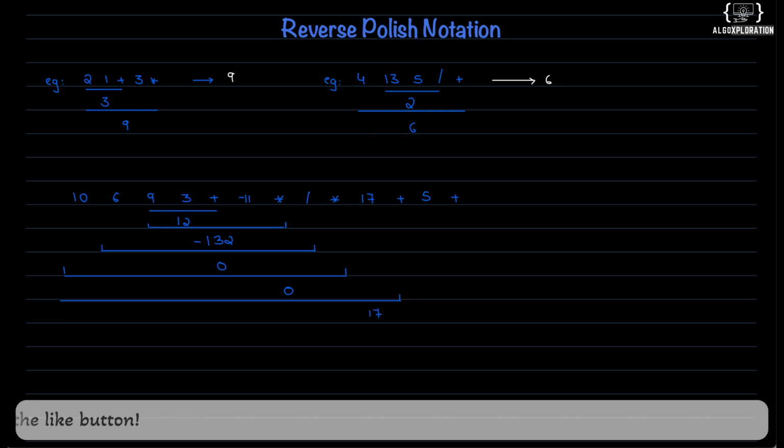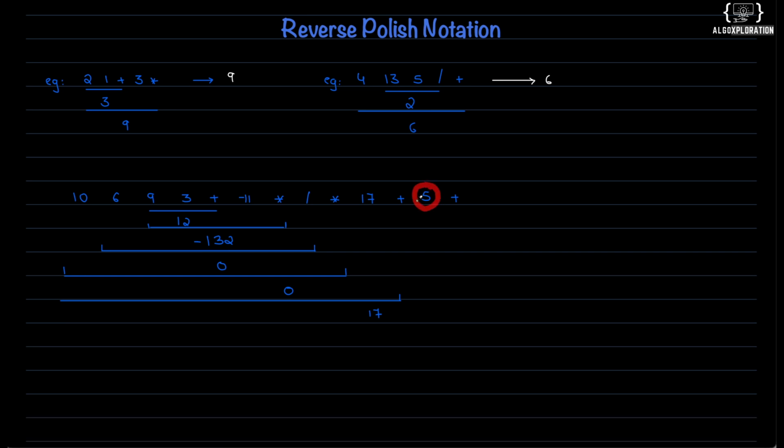Okay, and now there is a 5, so ignore it. Now take the plus. So we need to take the previous two elements, which are 17 and 5. So the answer will be 22. So I believe you got it. The result of this whole big expression is 22.